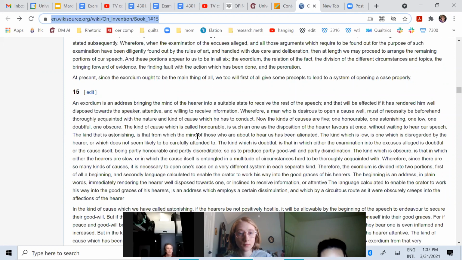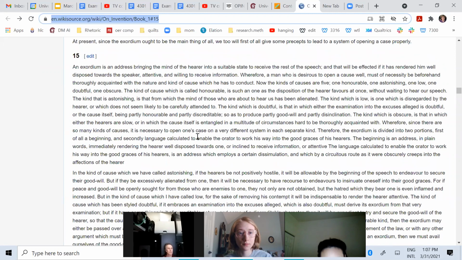Let's see, I'm trying to find where Cicero actually says this. So at 15, he starts by explaining what an exordium is. It brings the mind of the hearer into a suitable state to receive the rest of the speech. And that will be effective if it's rendered him well disposed toward the speaker, attentive and willing to receive information.